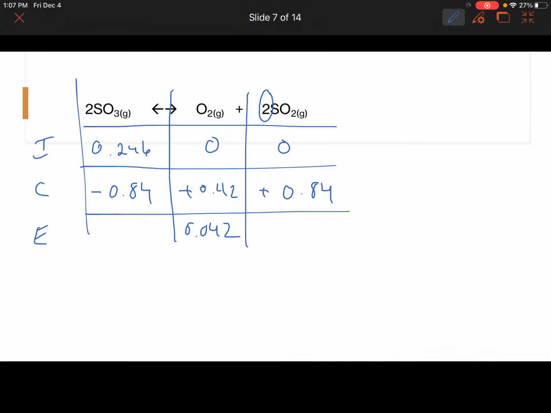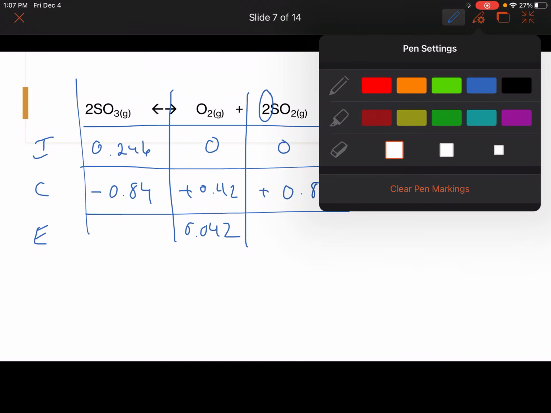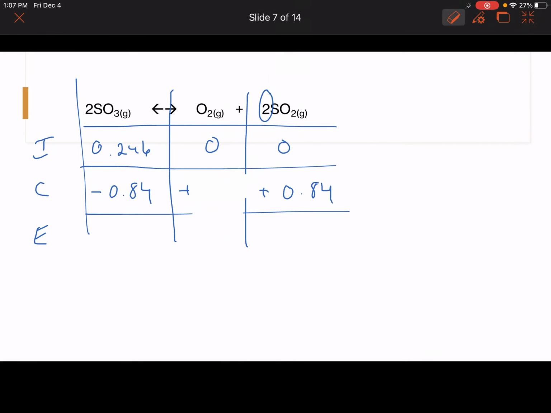Oh, sorry, I missed a decimal. Okay, so this is 0.042, and this is going to be minus then 0.084.